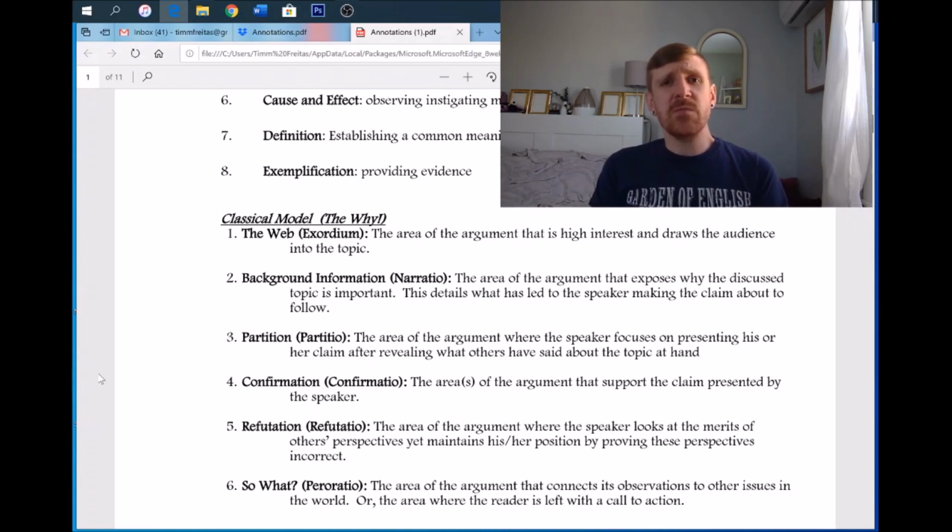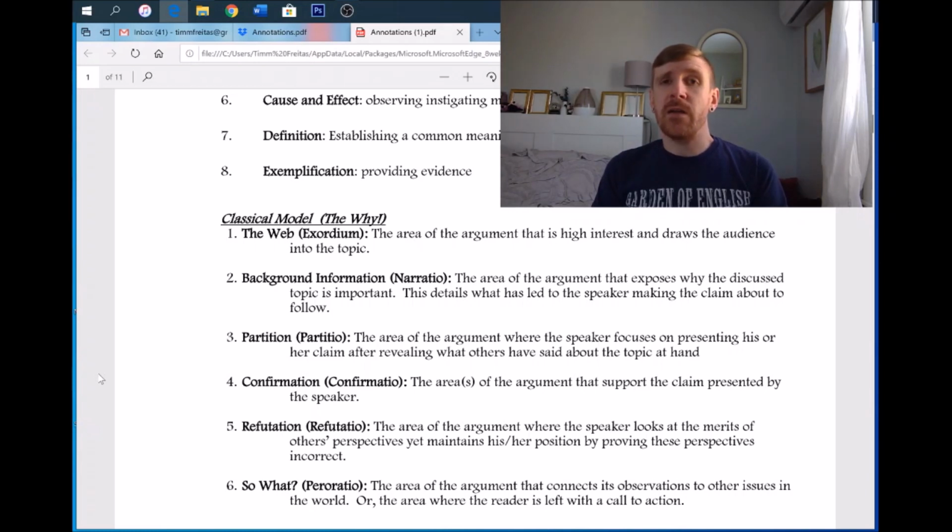Once we see that partition, we now know that if this is what the writer is going to argue, then the rest of the paper is either going to confirm that argument with evidence, or try to refute other people's evidence, and then explain why all of this matters. And that's, of course, what happens with the rest of the classical model. After the partition, typically a confirmation follows, and that's going to be the majority of the argument. So, hey, let's confirm my point of view. Let's confirm my argument with evidence and reasoning.